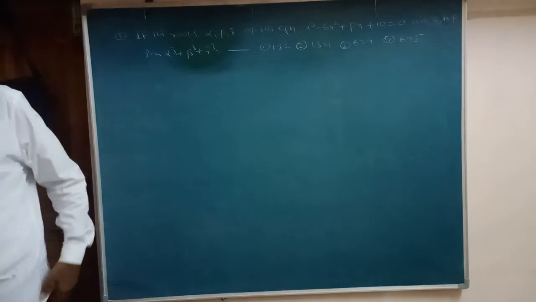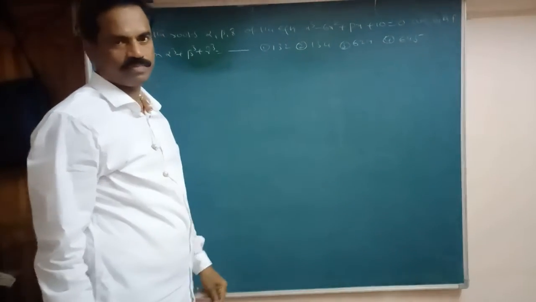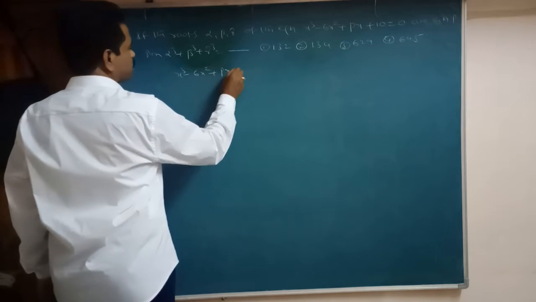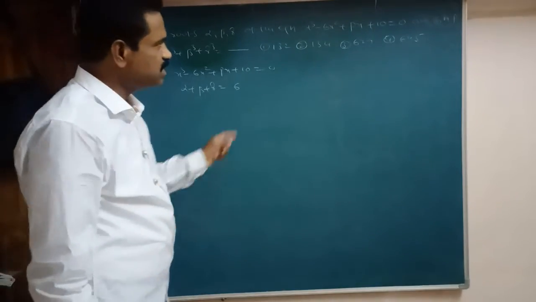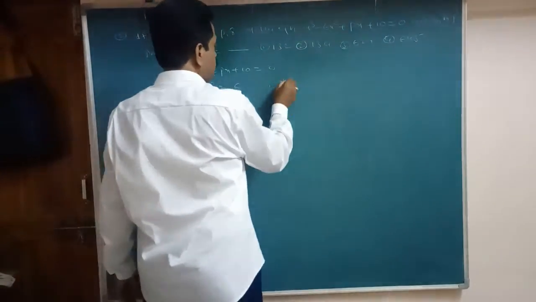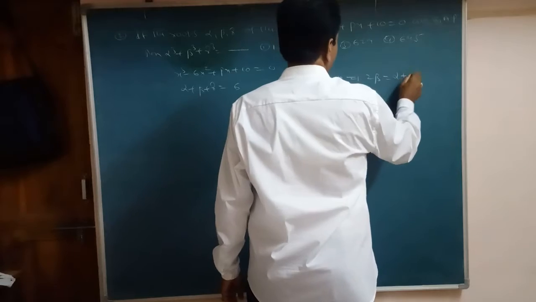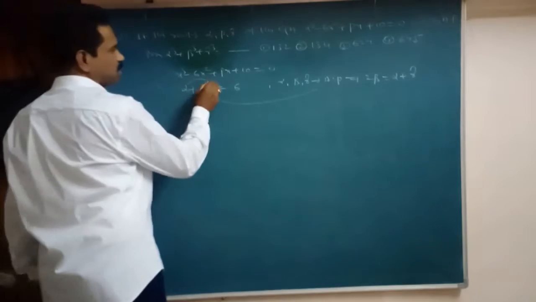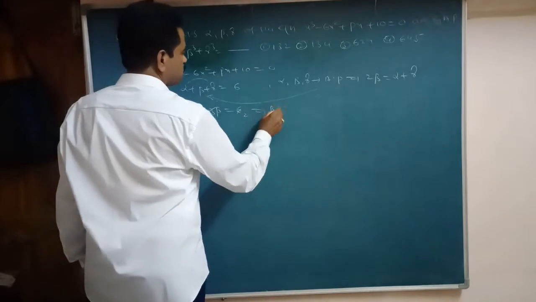See here. What is given here? Alpha, beta, gamma are the roots of x cube minus 6x square plus px plus 10 equals 0. So sum of the roots alpha plus beta plus gamma equal how much here? 6. And what is given? These roots are in AP. So alpha, beta, gamma are in AP. Then we know that 2 beta equal to alpha plus gamma. Here substitute, alpha plus gamma equals 2 beta. 2 beta plus beta, 3 beta equals 6. Then beta equals how much here?